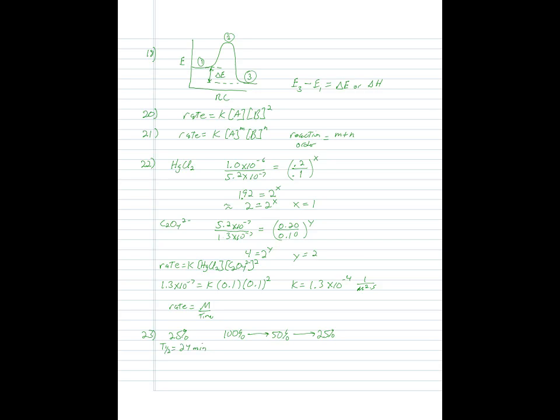So let's convert this to seconds. And so our half-life becomes 1440 seconds. Okay, so now we have our half-life in seconds. We know that the half-life is equal to the natural log of 2 over K. I can solve that for K, and I get K is equal to the natural log of 2 over my half-life, so K is equal to the natural log of 2 over 1440 seconds.